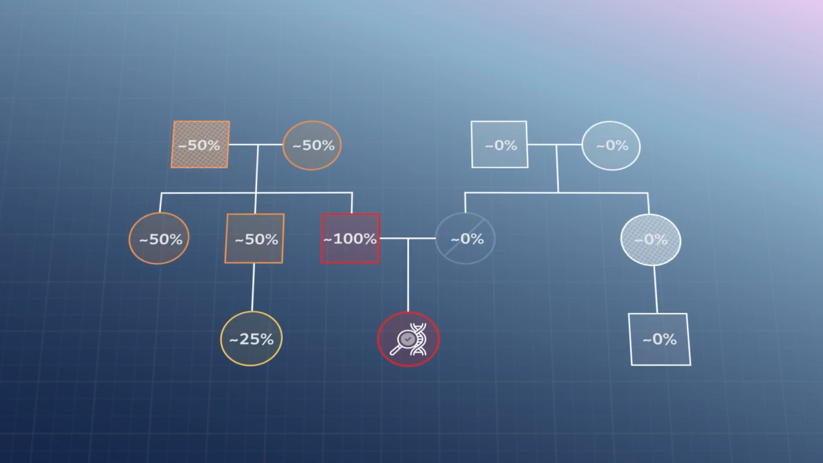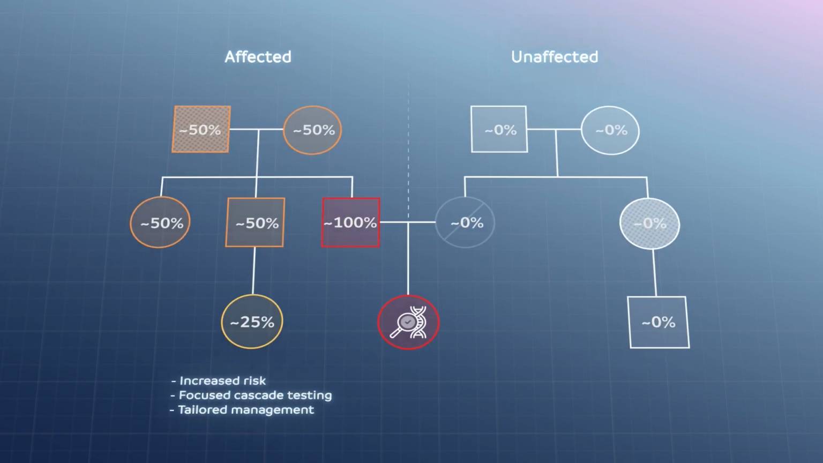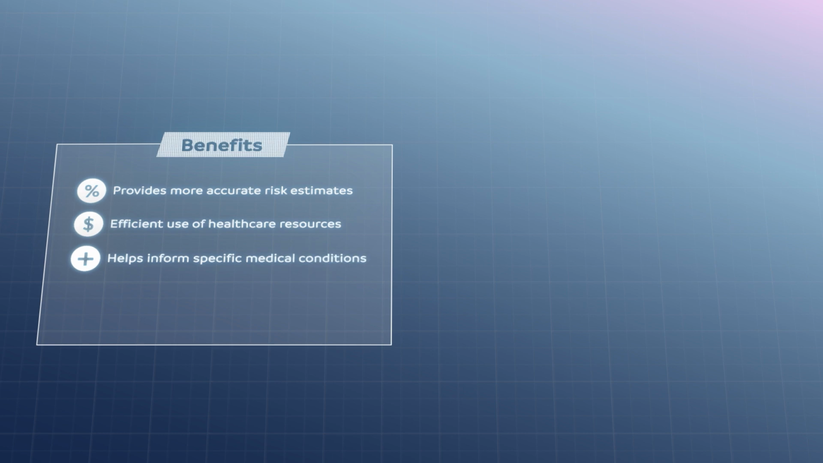This approach brings several important benefits. It provides more accurate risk estimates, helping clinicians focus genetic counseling and testing on the side of the family most likely to be affected, while offering earlier reassurance to the unaffected side. It also supports more efficient use of healthcare resources by streamlining genetic testing, counseling, and surveillance, potentially reducing costs and delays. Parent of origin testing can even inform treatment decisions.